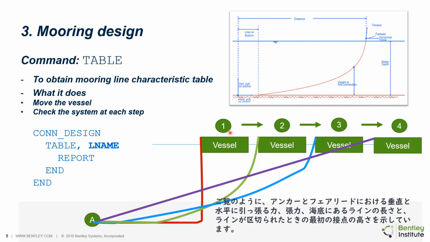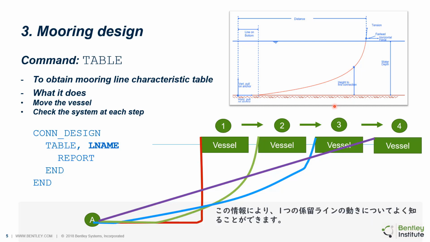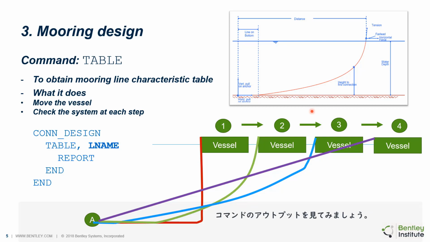As you see, it calculates the horizontal and vertical forces at the fairlead and the anchor point, and the tension in the line. And it also calculates the length of the line on the seabed and the height of the first connection if the line is segmented. This information provides us a really useful insight about the behavior of one mooring line. Let's take a look at the output of the command.